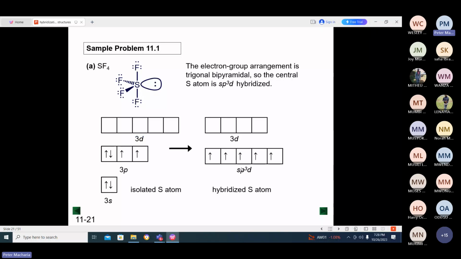In SF4, the central atom is sulfur. Sulfur has a lone pair in s, a lone pair in p, and two unpaired electrons. But you want four unpaired electrons. When you combine s and p, you only have two unpaired electrons, but we need another, a d orbital, so that one of the electrons can jump.